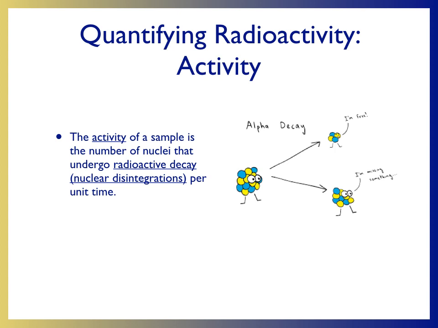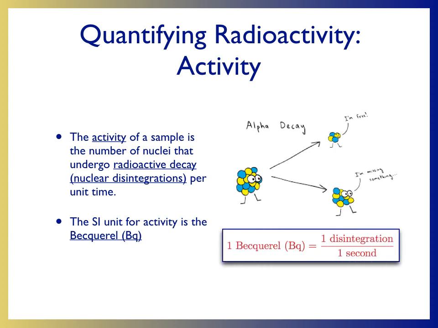The SI unit for radioactive decay is the becquerel, named after Henry Becquerel, who discovered radioactive decay. 1 becquerel is 1 disintegration or radioactive decay event per second. Therefore, the units of 1 becquerel is equal to 1 over seconds, or seconds to the minus 1.